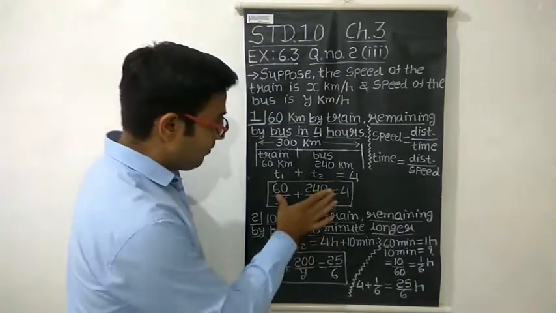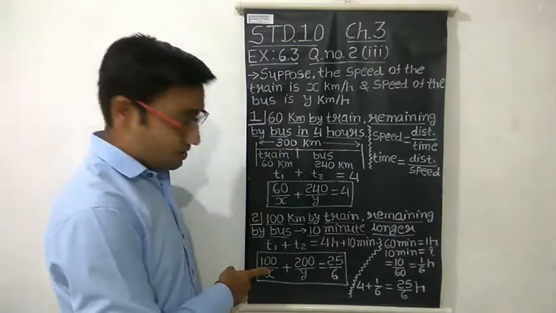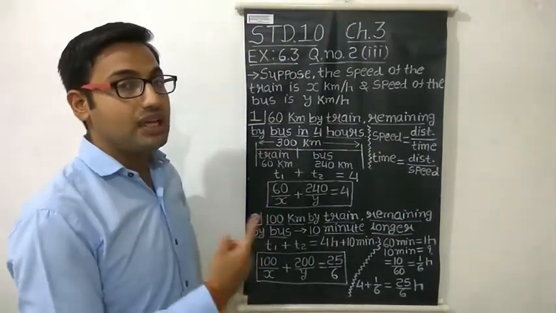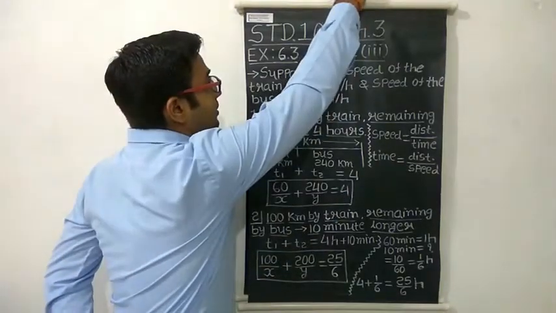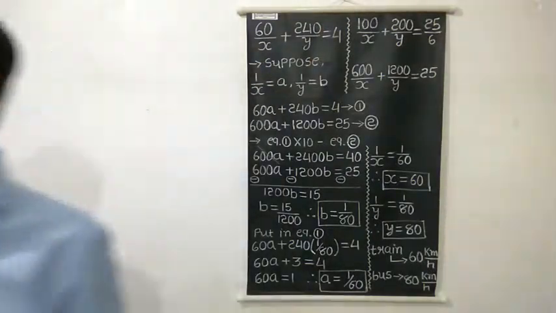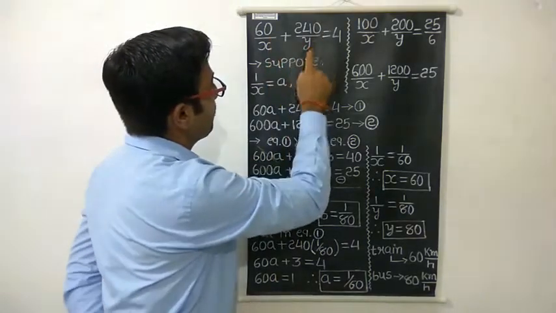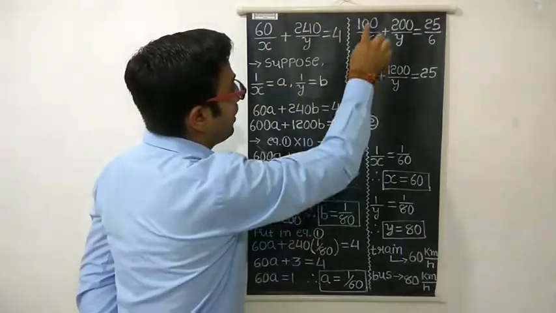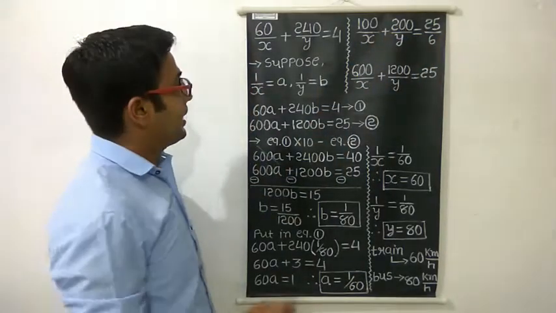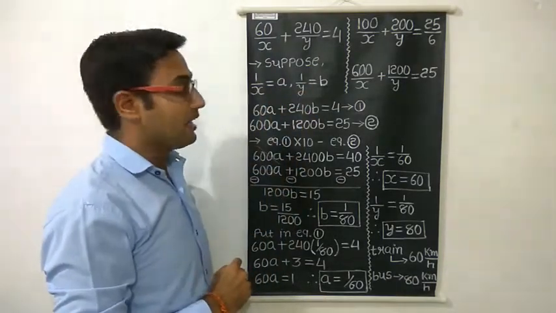So in this way, we make two equations, right? But these two equations are not in the linear form. So we have to reduce these two equations into the linear form. To do that, see here, the two equations I have written again. 60 upon x plus 240 upon y is equal to 4. First equation. 100 upon x plus 200 upon y is equal to 25 upon 6. Now let's suppose 1 upon x is equal to a and 1 upon y is equal to b.